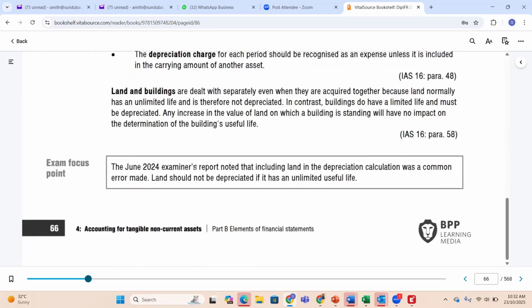The June 24 examiner's report noted that including land in the depreciation calculation was a common error. Land should not be depreciated as it has an unlimited use.